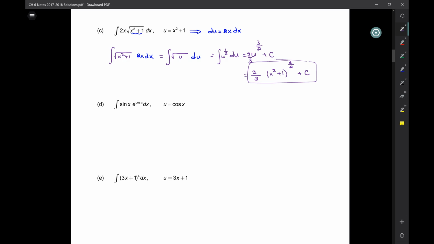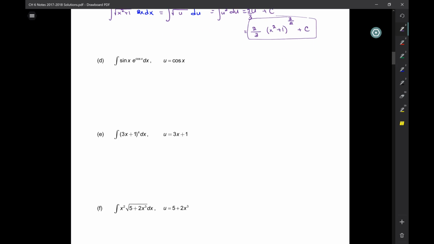All right, so take a look here. Sine of x, e to the cosine of x. Students will look at this and sometimes they're confused. Do I take the sine of x or do I take e to the cosine of x? Always go to the more complicated one, the one that has nested functions. Sine of x is alone. The other one is an e to the cosine of x. That's a little bit more nested, right? So we take the cosine of x as our u.